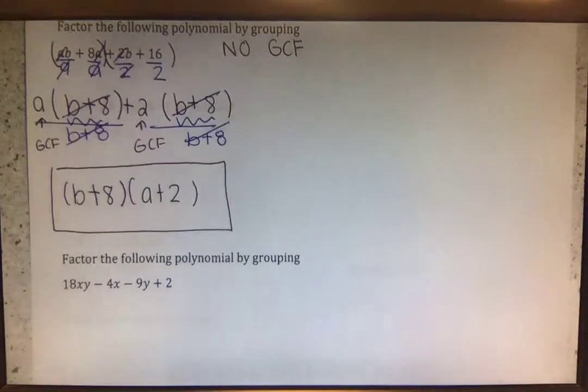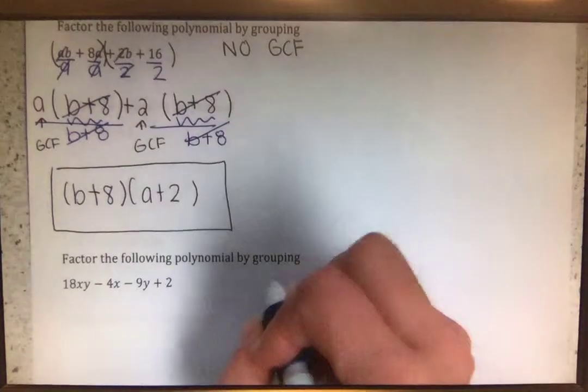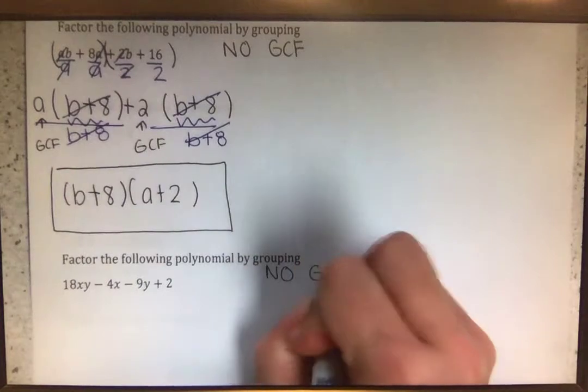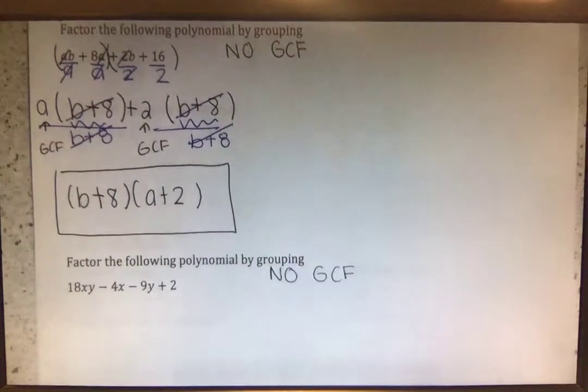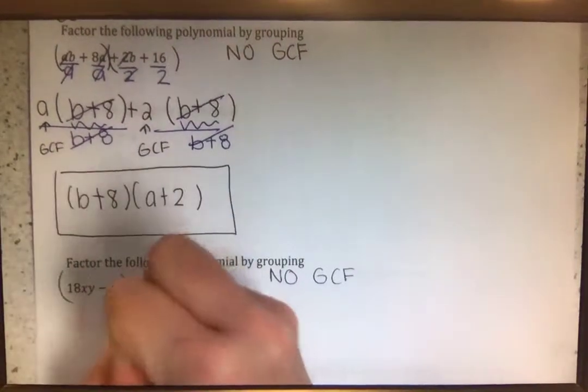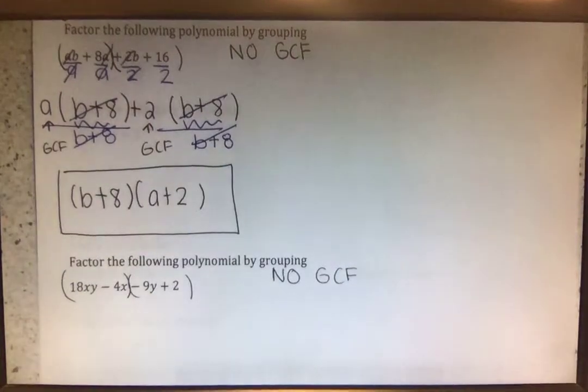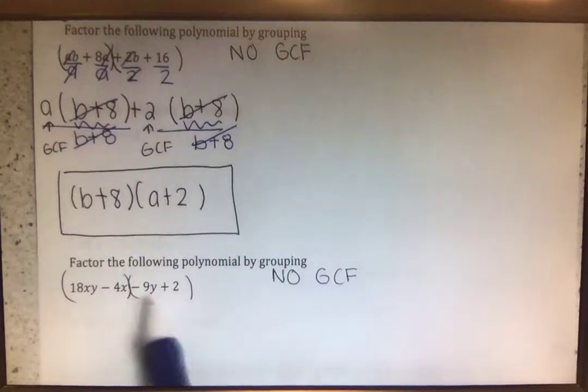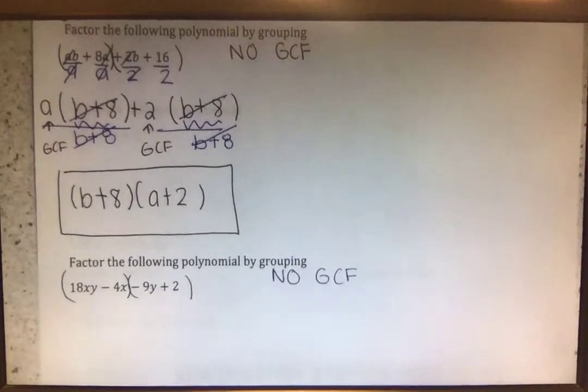Last one for this page, factor the following polynomial by grouping. Again, we have 18xy minus 4x minus 9y plus 2. So looking at this right now for a GCF, I notice there's nothing that they all have in common. So no GCF. So now we can factor by grouping. We can group the first two together, group the last two together. Just like the previous problem, this 9y is negative, so make sure to keep that negative sign with the 9y.